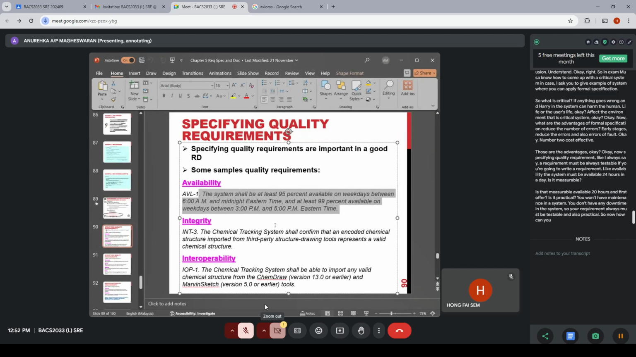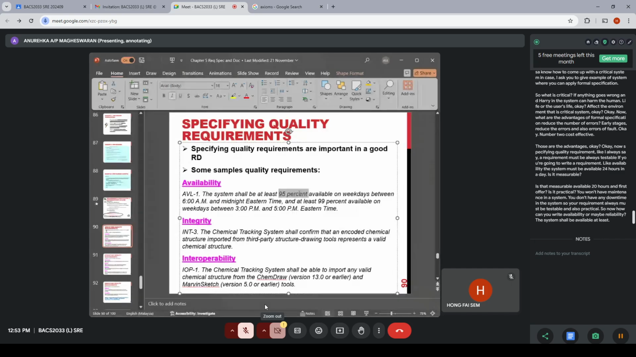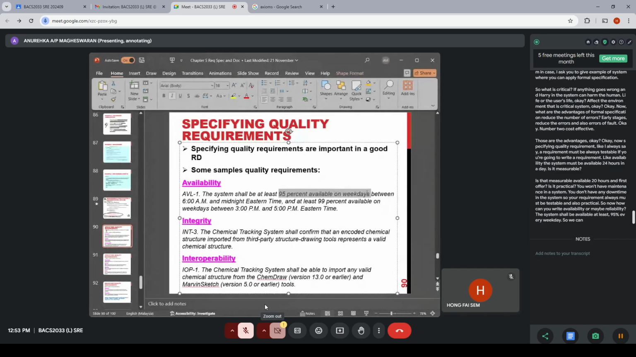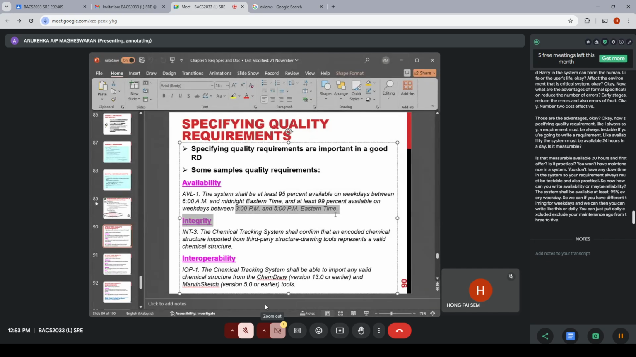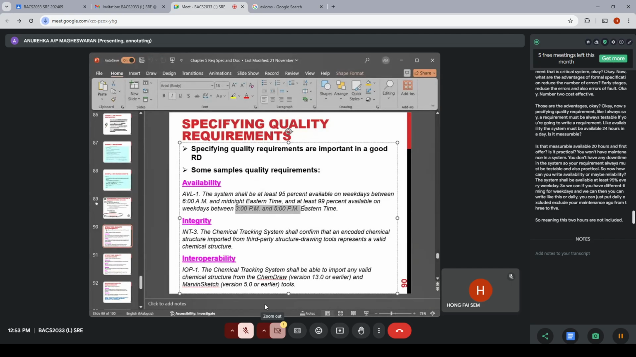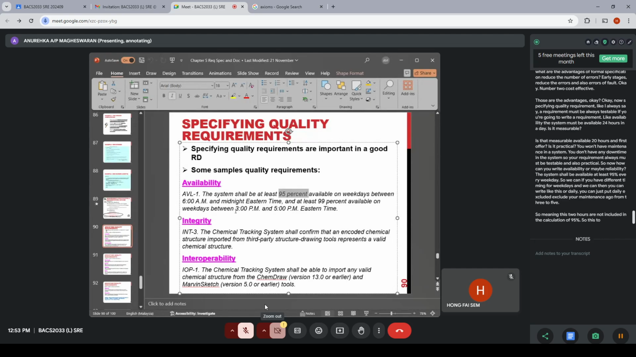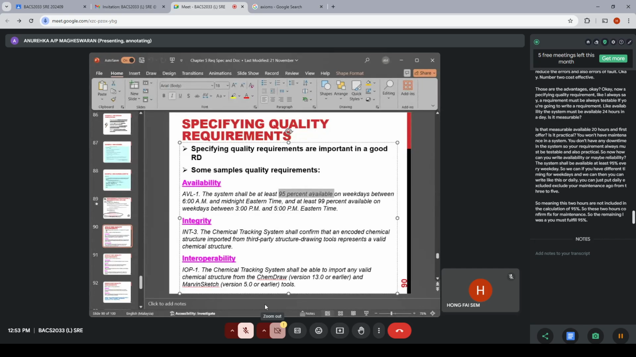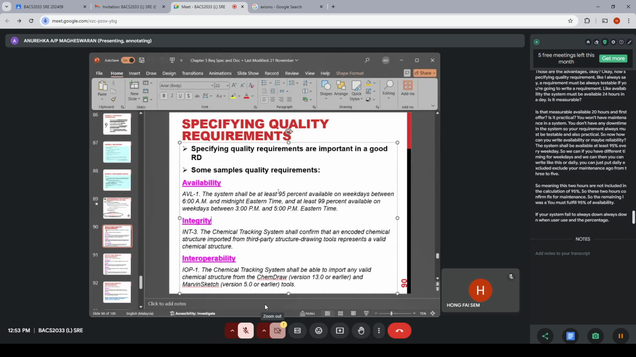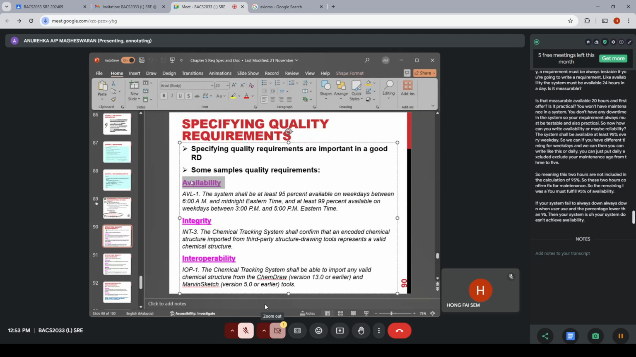So now, how can you write availability or reliability? The system shall be available at least 95% every weekday or weekend. If you have different timing for weekdays and weekends, you can write it like this, or just put daily. Exclude your maintenance hours from 3 to 5, meaning these 2 hours are not included in the calculation of 95%. These 2 hours are fixed for maintenance. For the remaining hours, you must fulfill 95% availability. If your system fails, is always down, and the percentage is lower than 95, then your system doesn't achieve availability. That's how you write.